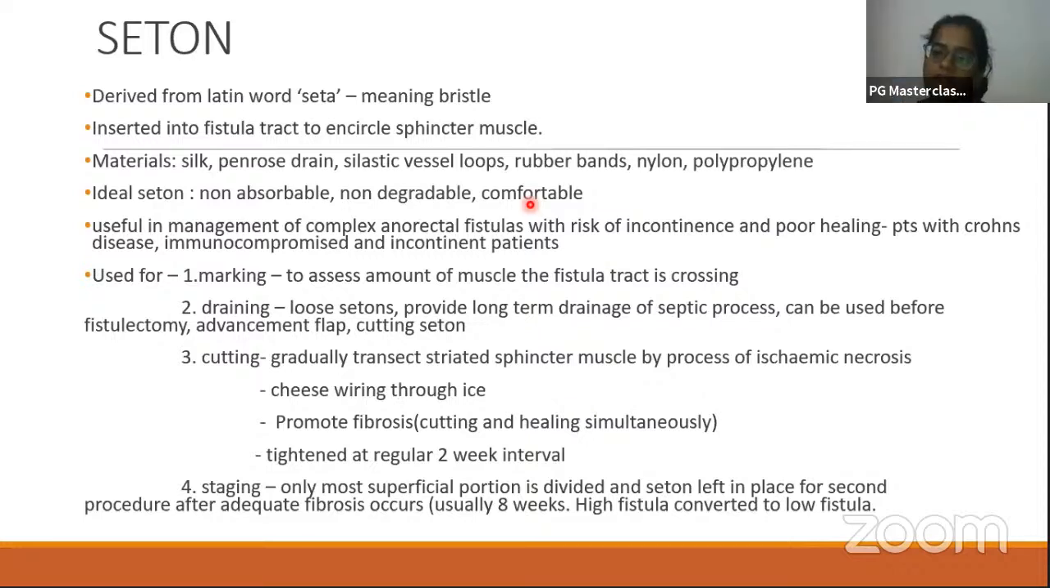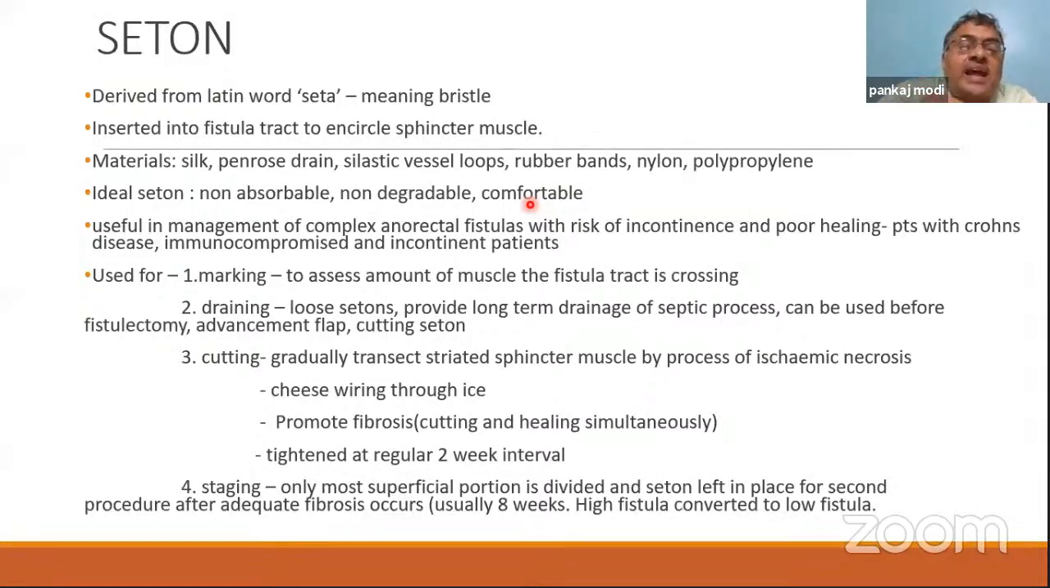We can reapply, so it can also be used as a reapplication. Railroading can be done. So they are overlapping. That's why I say draining and cutting are the two important ones. Marking and staging are overlapping. You are not sure which stage it is.